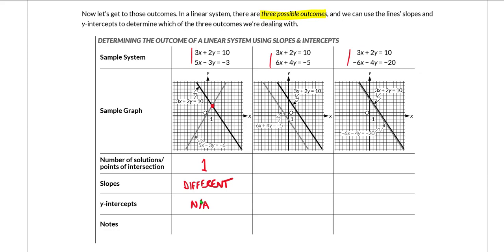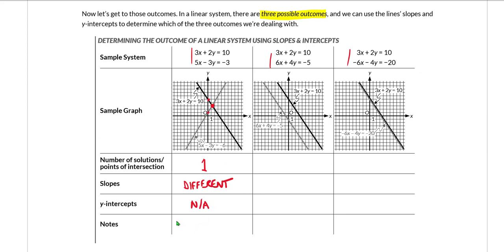It doesn't matter what your y-intercepts are. If your slopes are different, you're going to have one point of intersection. You can see that these 2 lines in this system do indeed have different y-intercepts. However, you could have one line and another line that have the same y-intercept and therefore intersect on the y-axis. So as long as the slopes are different, doesn't matter where the y-intercepts are, the 2 lines are going to intersect one time. There's going to be one solution.